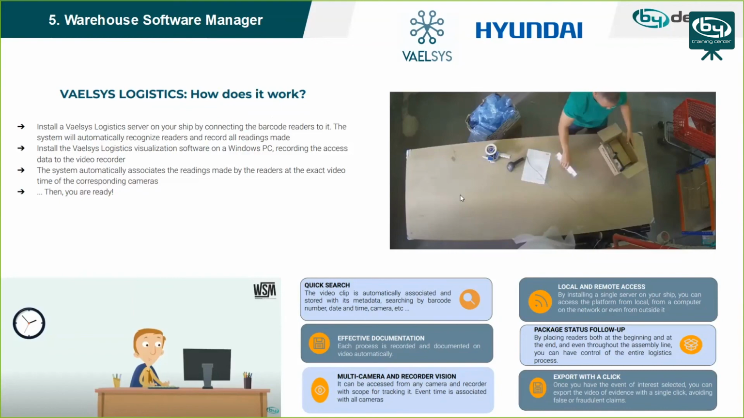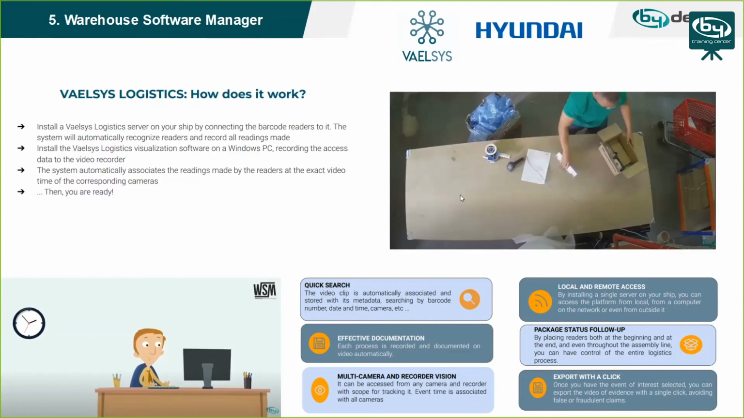Also, we have effective documentation. Each process is recorded and documented on video automatically. You also get multi-camera and recorder vision. All the information can be accessed from any camera and recorder with scope for tracking it. So event time is associated with all cameras, as mentioned before. Every barcode scan can be associated with a piece of video from the camera on this spot.